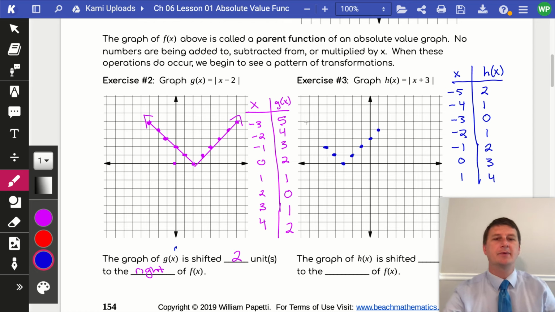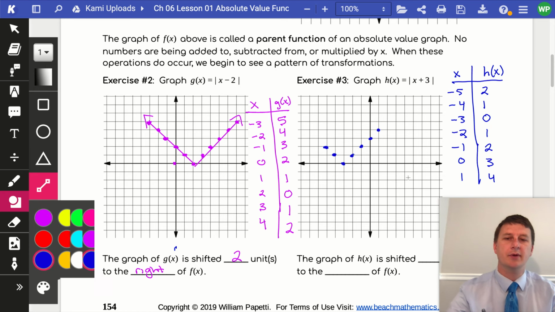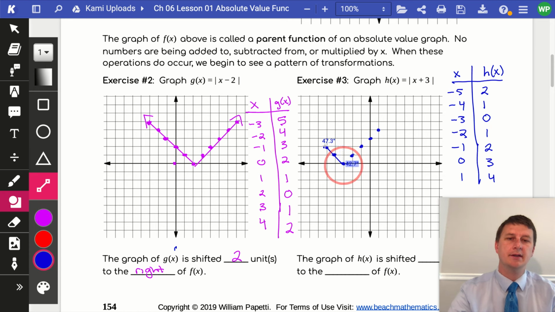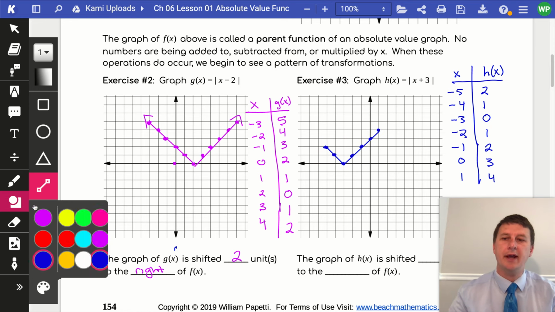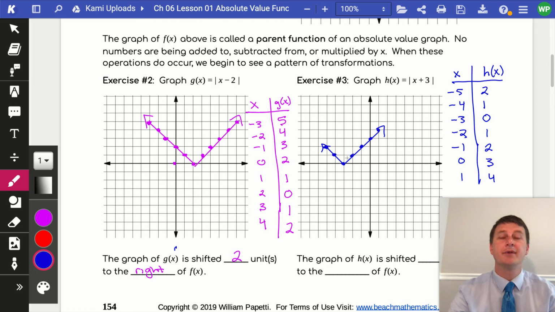And there I have my absolute value function of h of x, the absolute value of x plus 3. And again, I'm going to connect these points using those straight lines. And I'm going to put arrows on the edges of those lines to show that that goes on forever. And your V doesn't always have to be symmetrical, just as long as you show that point called the vertex, as we talked about in exercise number 1.